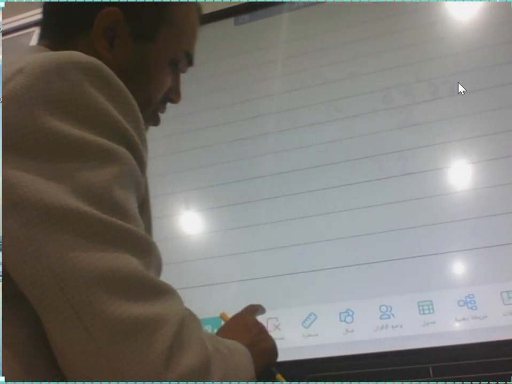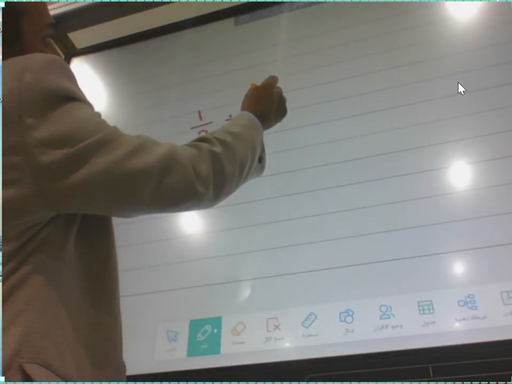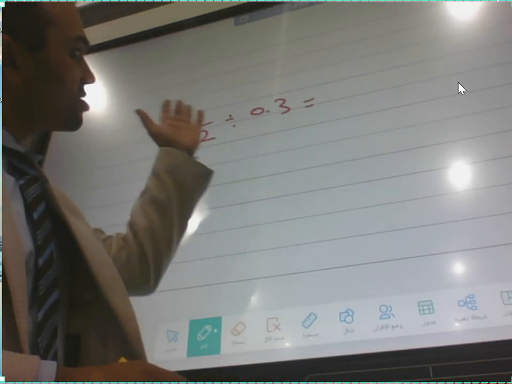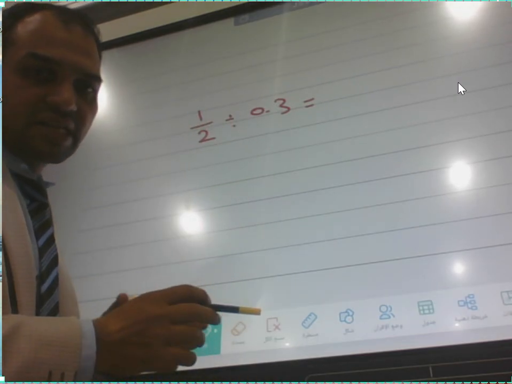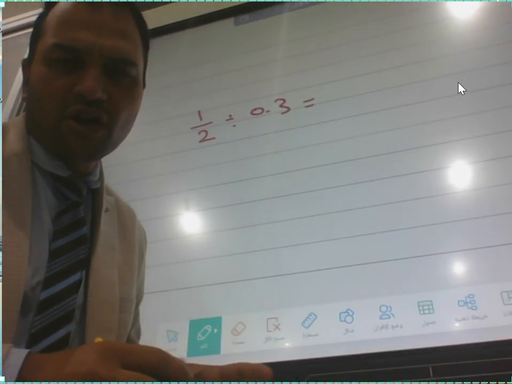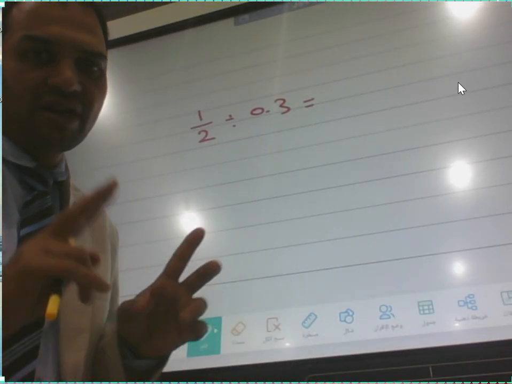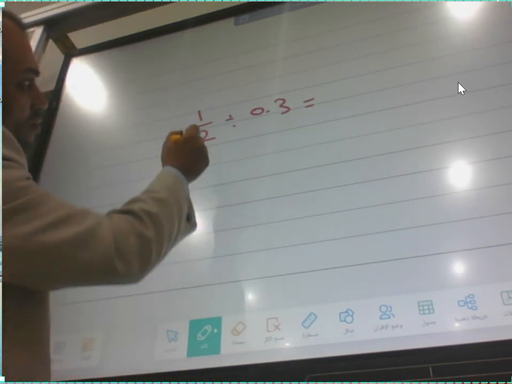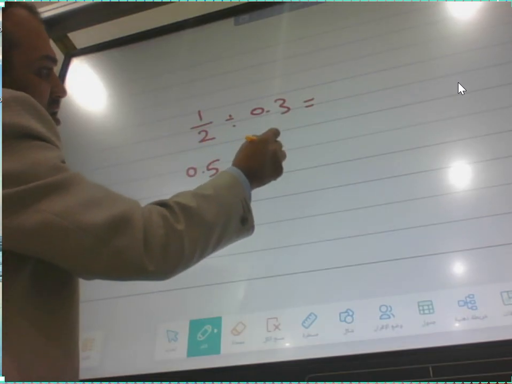Okay, next question. What about half divided by 0.3? You can solve this example by this method today. Convert half, this number, to a decimal. Or you know half equals 0.5. Okay, we can convert this. We have two methods to find the answer. I will solve the example by two methods. First method, I will convert this number to be 0.5, half, and then divide it by 0.3.